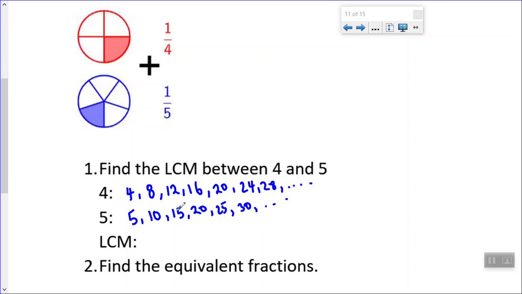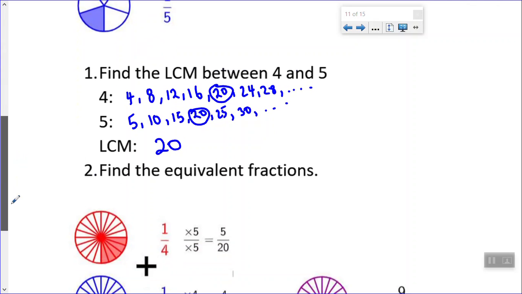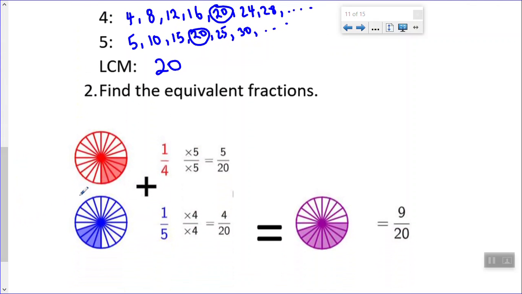If you look at these numbers, you have to find the same number, and you have to find the smallest among the same numbers. Here you see 20 and 20, so the LCM is 20. If you keep going, you will see more numbers that are the same, but you have to find the smallest number. So 20 is the LCM. After you find the LCM, you have to find the equivalent fractions.